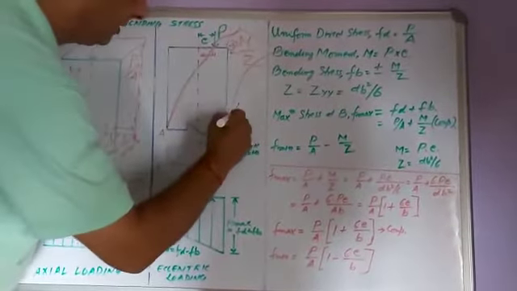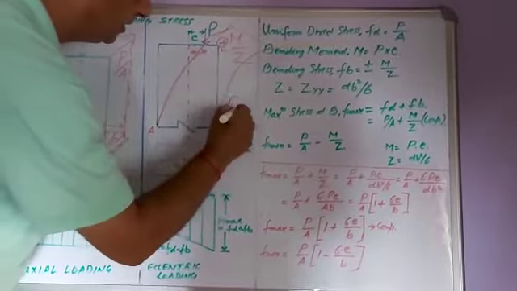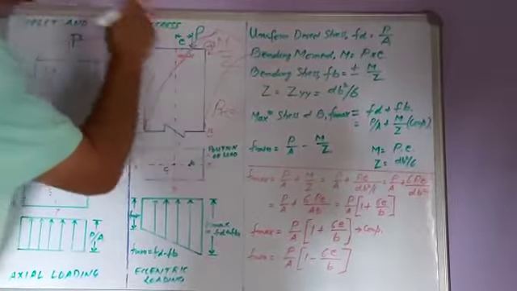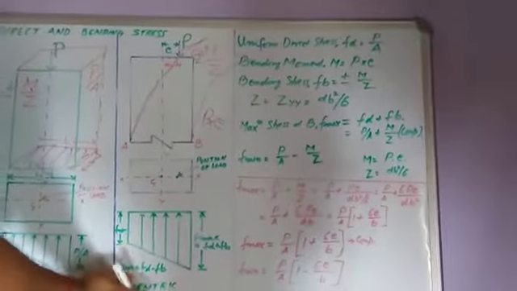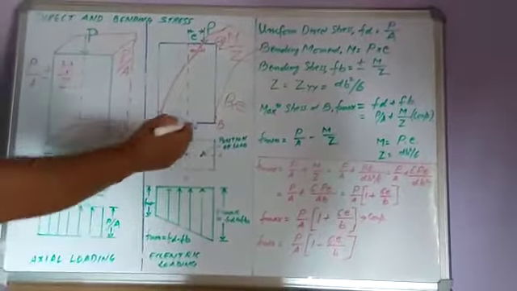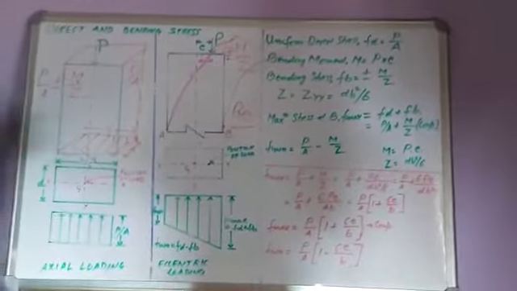The value of bending moment will be equal to P into E, that is the load into the perpendicular distance. P is the load and E is the eccentricity of the load. So P into E will be the bending moment.